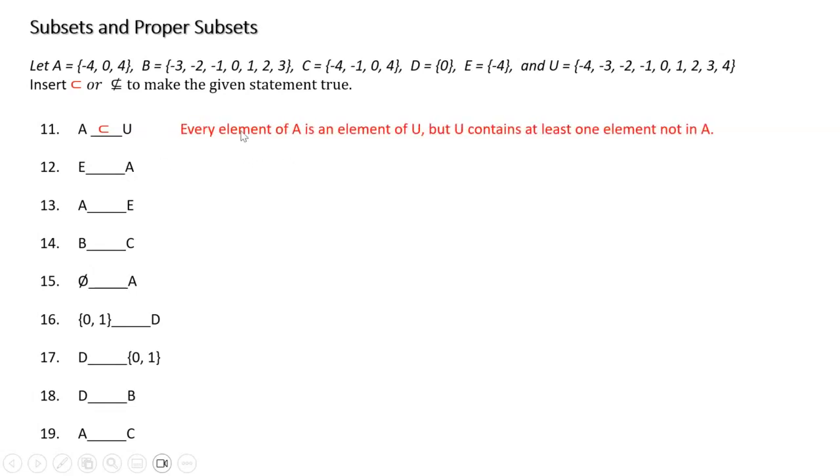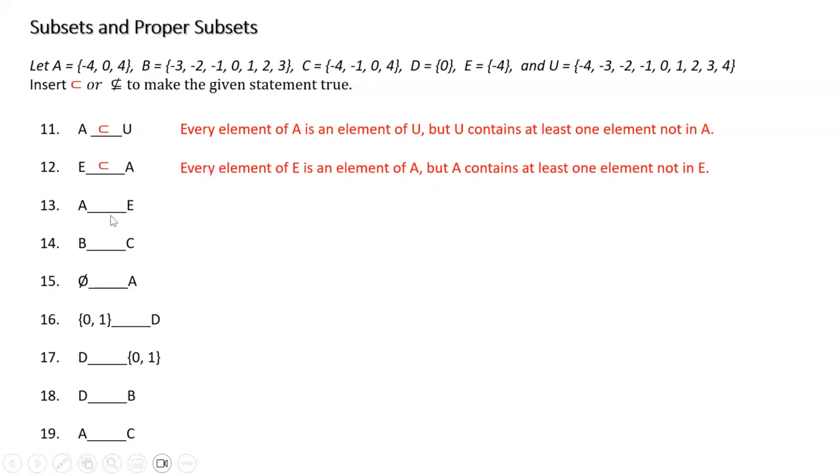And there's the reason why. Okay, now, number 12. Let's look at E. E is a set with elements of -4. Let's look at A. A has the elements -4, 0, and 4. So again, on this one, the first symbol is the one that goes, the one in red. And for the very same reason.